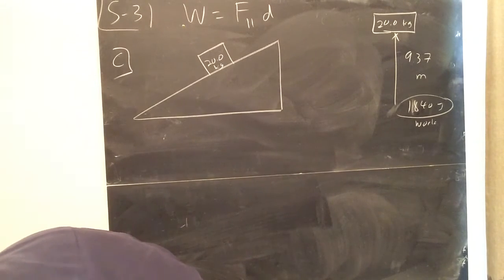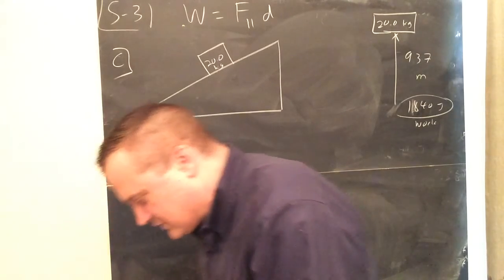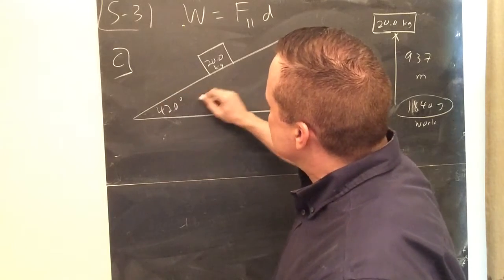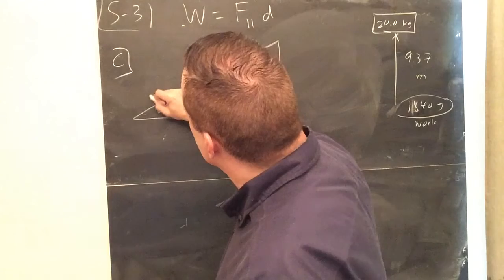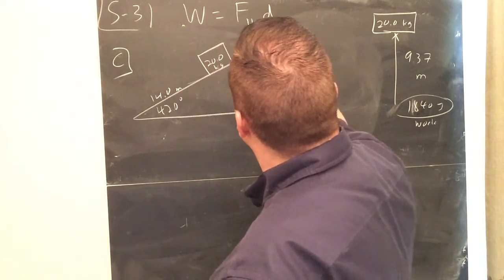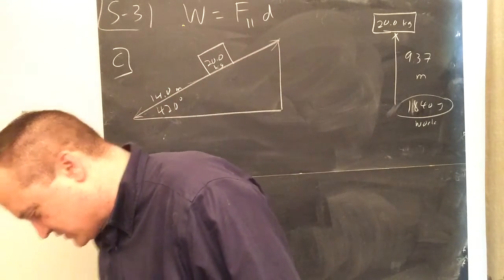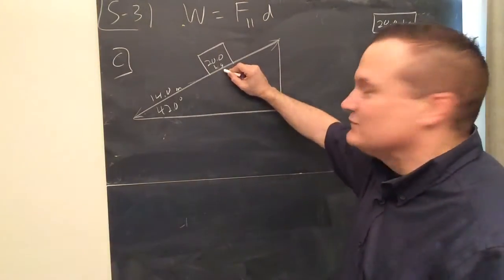of a 42-degree incline? So this is 42 degrees, and we want to go up. It says a total of 14 meters, so we'll say this whole thing is 14 meters from there to there. How much work is required to push it up the incline? For this one, we're going to have to draw our little diagram.